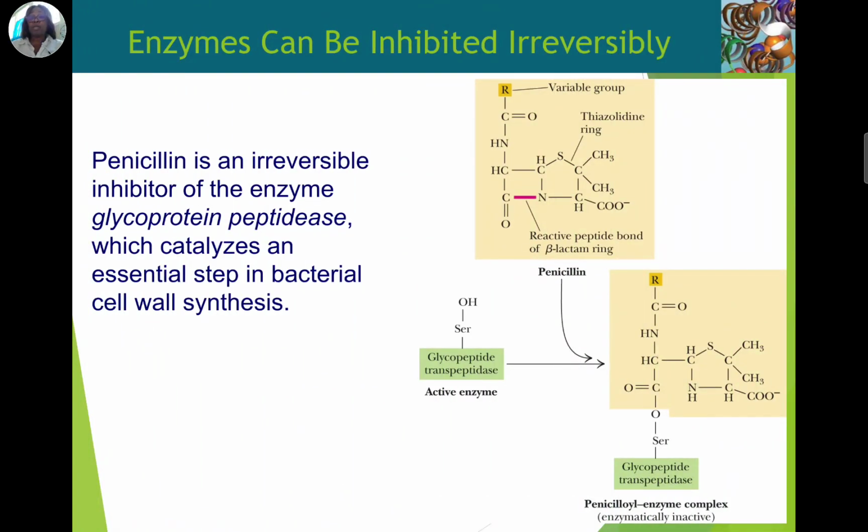As mentioned before, inhibition can be reversible or irreversible. Penicillin is an irreversible inhibitor of the enzyme glycoprotein peptidase, which catalyzes an essential step in bacterial cell wall synthesis. What does that mean? It means if you take penicillin for a bacterial infection, the penicillin acts on this specific enzyme in the bacteria, thereby preventing or severely disabling cell wall synthesis. And without the cell wall, you're not going to get the bacteria multiplying, which means that you're going to have the bacteria dying off.